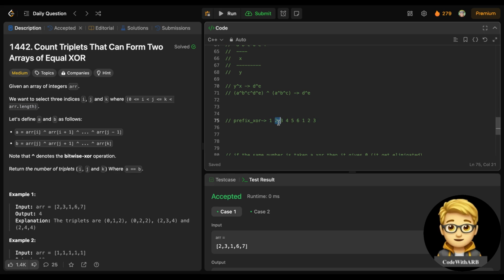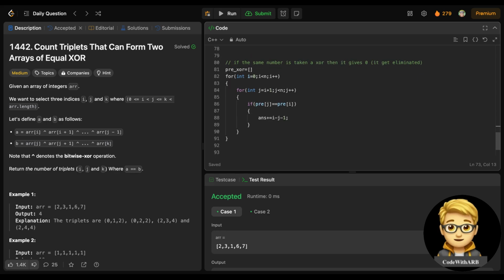Either you can take 2 to 3, then from 4 to 2, right? This will generate again the same thing. Either you can take 2 to 4, and then from 4 to 2. Either you can take 2 to 5, then from 5 to 2. Either you can take from 2 to 6. So the array would be different, right? The array would be different.